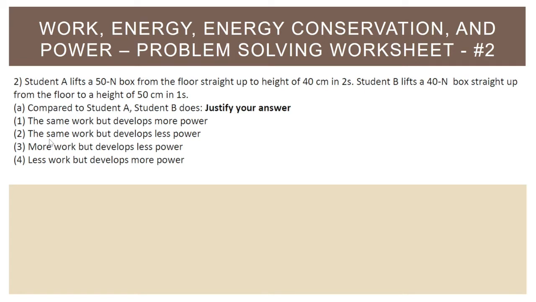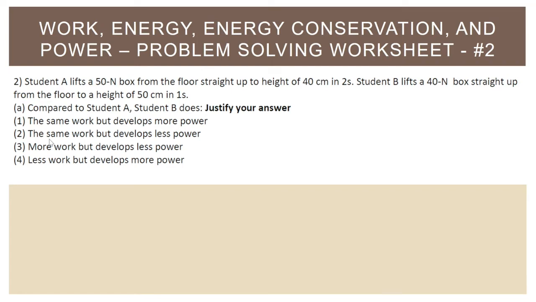So student A and student B do the same amount of work because the product of the force and distance are equal to each other. That allows us to eliminate choices 3 and 4 and now choose between choices 1 and 2. The only other thing we need to ask is, is the answer 1 or 2? Does student B, compared to student A, develop more power or less power?